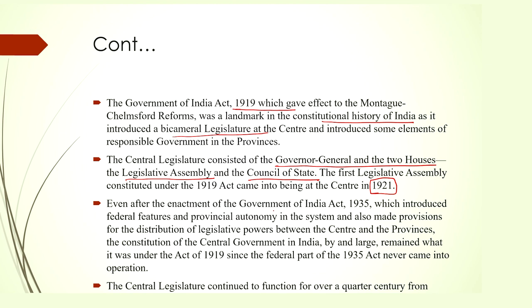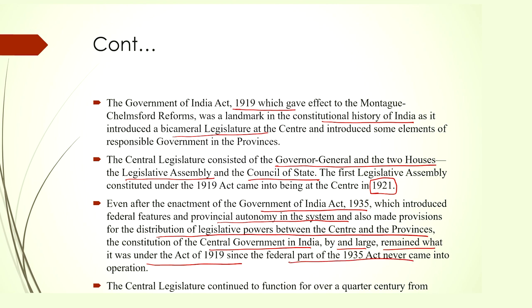Even after the enactment of the Government of India Act of 1935, which introduced federal features and provincial autonomy in the system and also made provisions for the distribution of legislative powers between center and provinces, the constitution of the central government in India by and large remained what it was under the Act of 1919, since the federal part of the 1935 Act never came into operation.